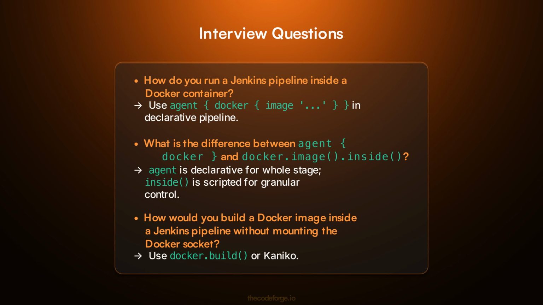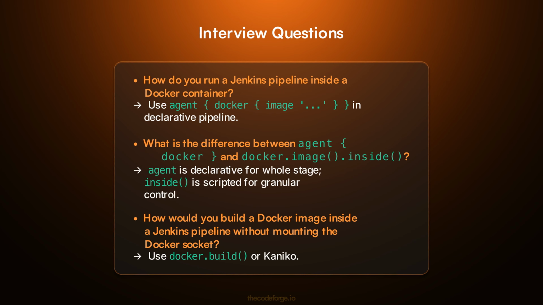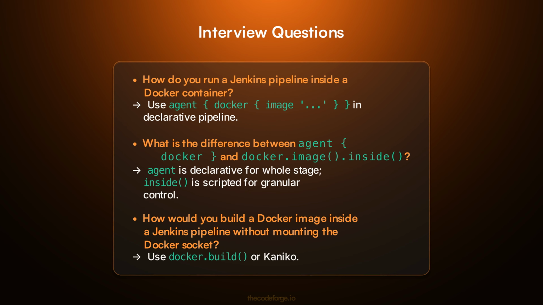Let's run through some common interview questions. How do you run a Jenkins pipeline inside a Docker container? Use agent docker image. In declarative pipeline, what is the difference between agent docker and docker image inside? Agent is declarative for the whole stage, inside is scripted for granular control. How would you build a Docker image inside a Jenkins pipeline without mounting the Docker socket? Use docker build or Kaniko.